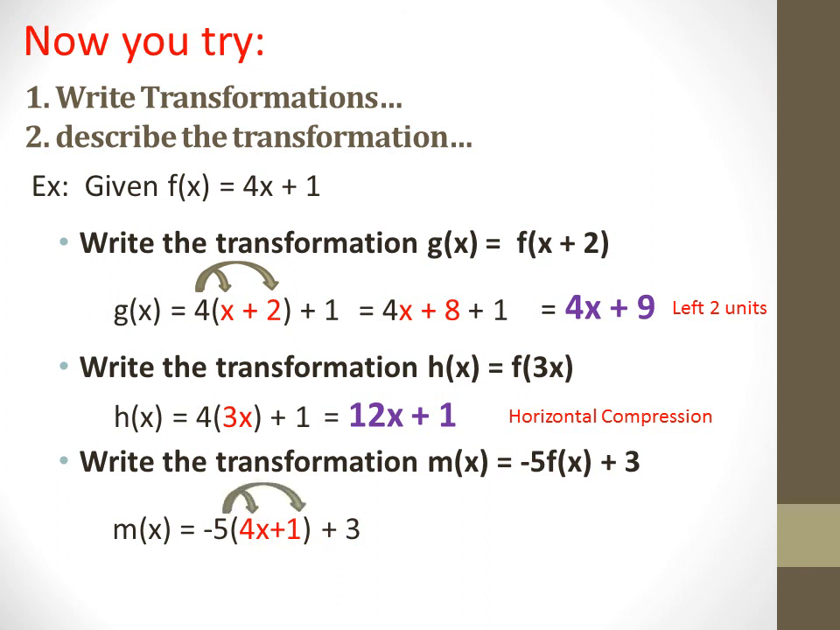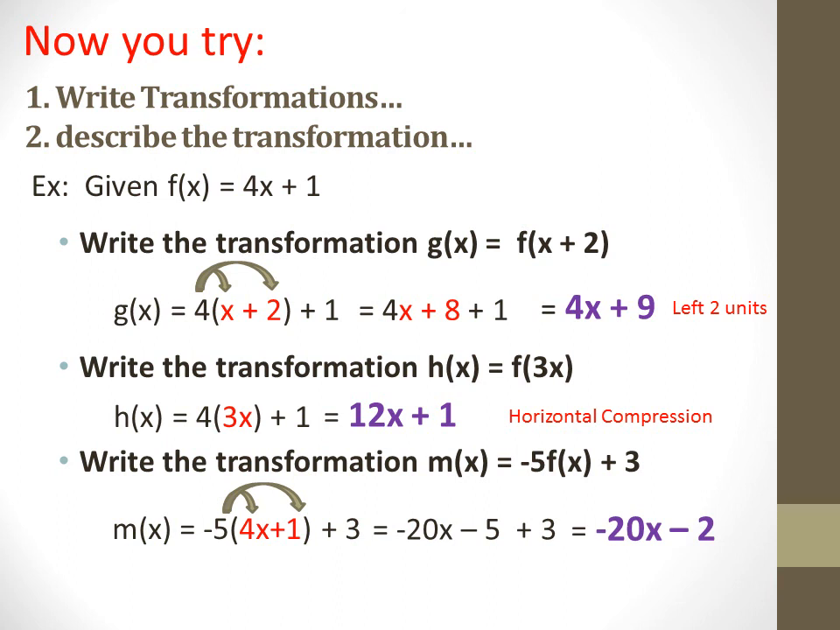The only thing we really have to do here is just distribute the negative 5 through. So it becomes negative 20x minus 5, and we still have the plus 3. Combining like terms gives us our end equation of negative 20x minus 2.